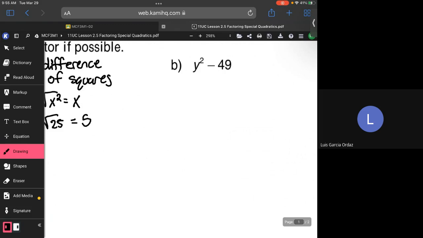Let's see what you guys can come up with. Olivia? I got y minus 7, y plus 7. Yep.